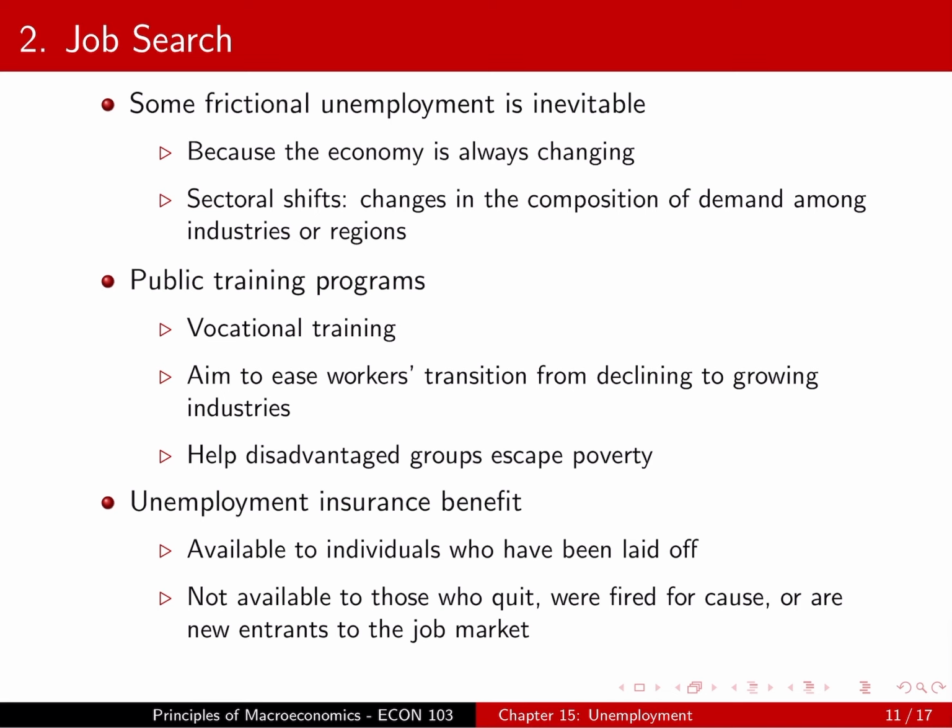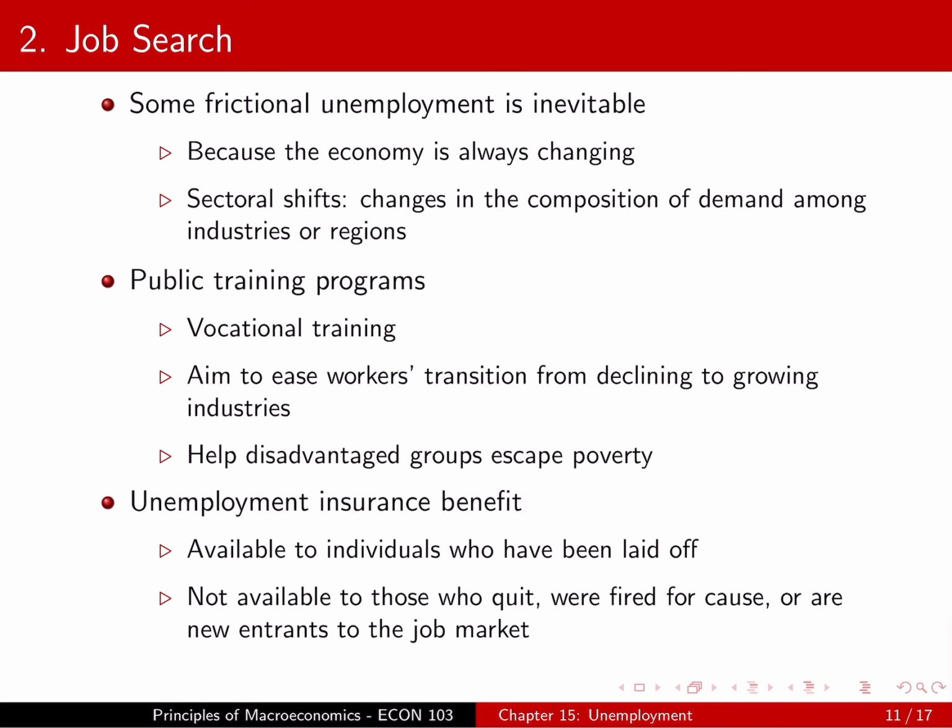Some frictional unemployment is inevitable because the economy is always changing. There are sectoral shifts, which are changes in the composition of demand among industries or regions, as well as changing patterns of international trade. This dynamism ensures that there will always be some level of frictional unemployment. Workers differ from one another in terms of their skills and tastes, and jobs differ in their attributes. This makes it challenging for workers to find the right match.